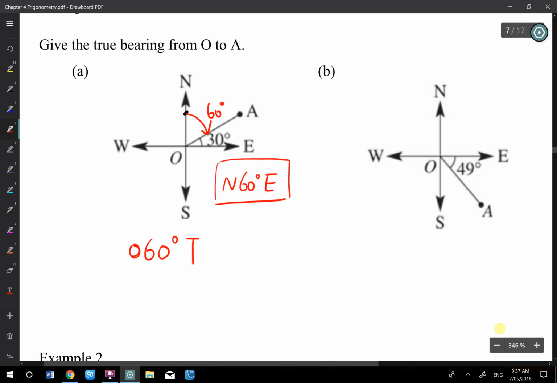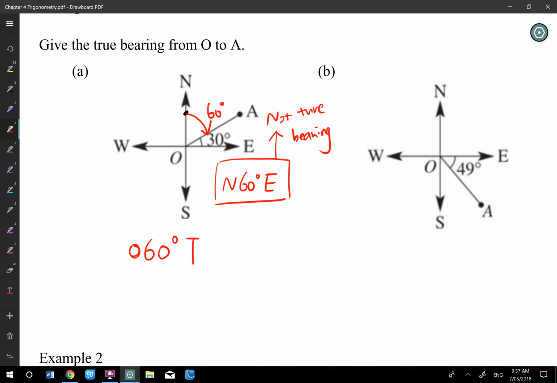But that's not true bearing. This is true bearing, so you must have the T at the back. That's the true bearing. That's just another way we can say the position between A and O. So A is at northeast 60 degrees from O.